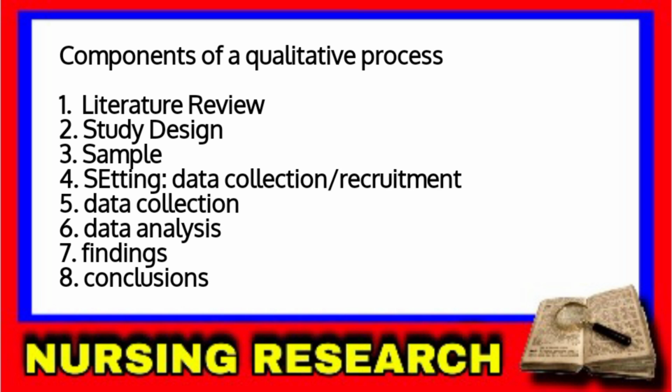Okay? So, let's talk about your components of qualitative process. So, number 1 is the literature review. Number 2 is the study design. Number 3 is the sample. Then number 4 is setting data collection or recruitment. Then number 5 is data collection. And number 6, data analysis. Number 7, findings. And number 8 is conclusion.